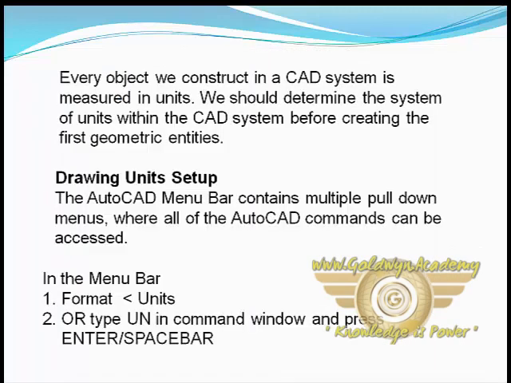Every object we construct in a CAD system is measured in units. We should determine the system of units within the CAD system before creating the first geometric entity. Drawing unit setup is very easy. For this, we should click on Format menu and then Unit submenu of it. Or we can type UN command in command window and then press enter or spacebar.